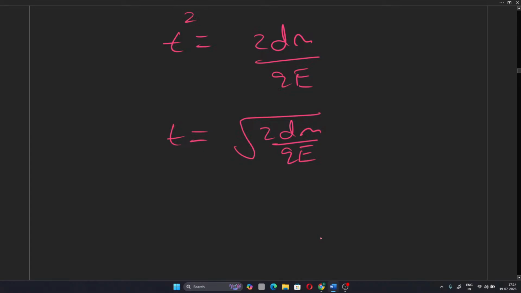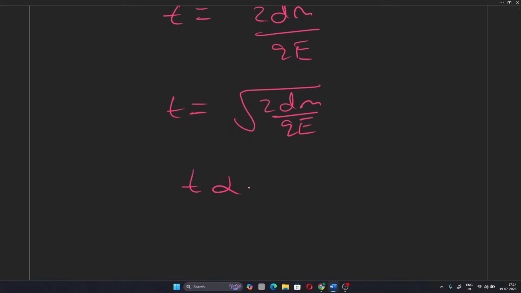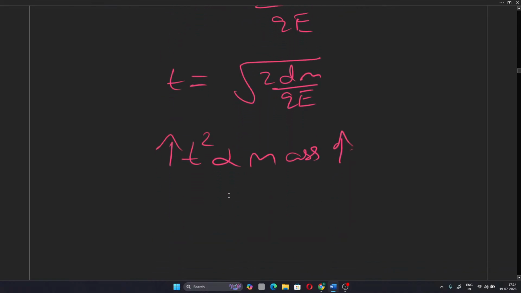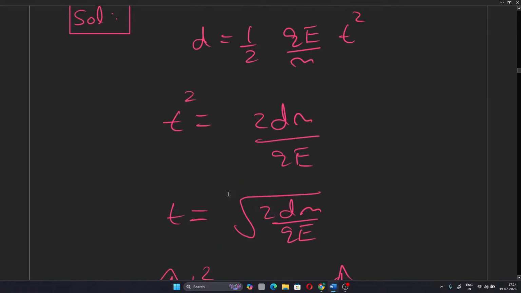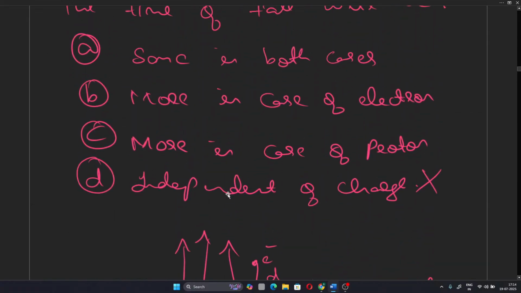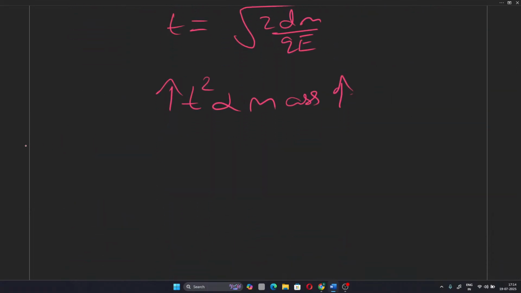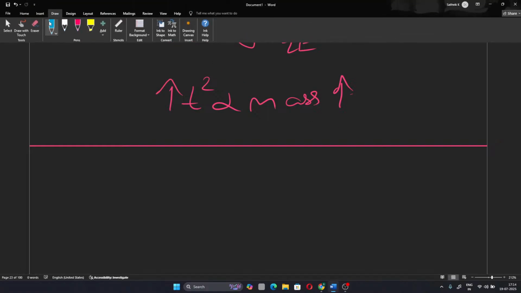From this equation we know that t square is proportional to mass. So higher the mass, higher the time taken. So in that case, since proton has higher mass, proton should take higher time than electron. So it should be more in case of a proton. Okay, let's go to the next question.